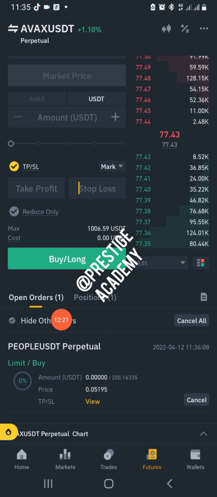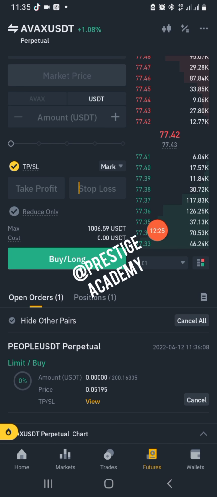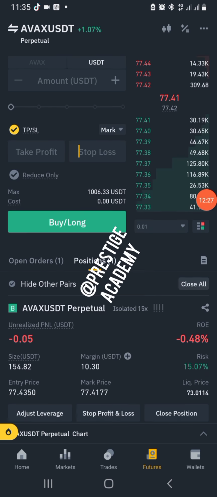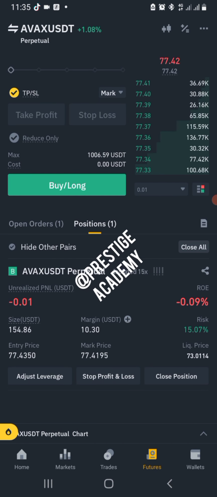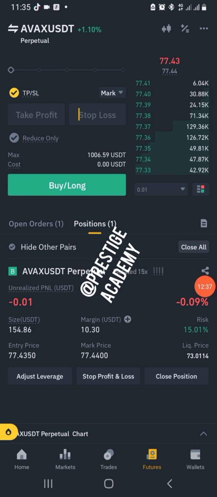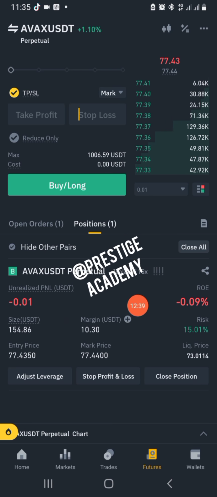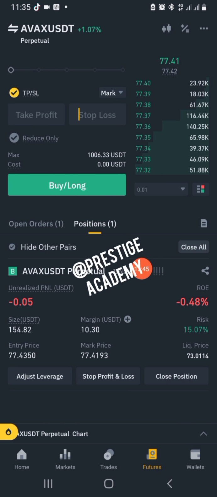Alright, now if you just click on this position, it will show the progress of our trade. With what we are seeing here, I am currently on a loss. And this is how it keeps fluctuating until it actually hits the stop loss you set for a trade, or any stop loss you use.